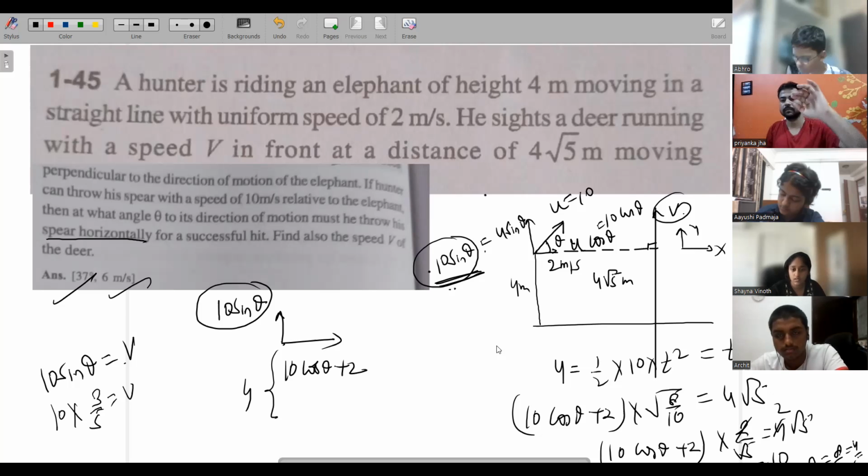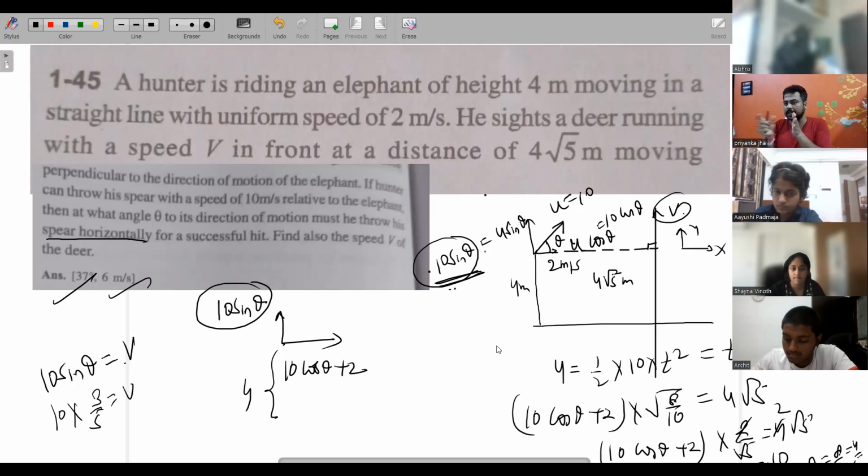Sir, but the distance, how can you just equal it to 4 root 5? Shouldn't it be 4 root 5 plus V into time? Suppose you have thrown something from here, and from where the elephant is, there is a distance 4 root 5. At this distance, the deer will cross or go on the perpendicular line. So the displacement along the x-axis is 4 root 5 only, no? Okay, got it, sir. So as soon as you throw the sphere, now treat this as projectile. Understood.